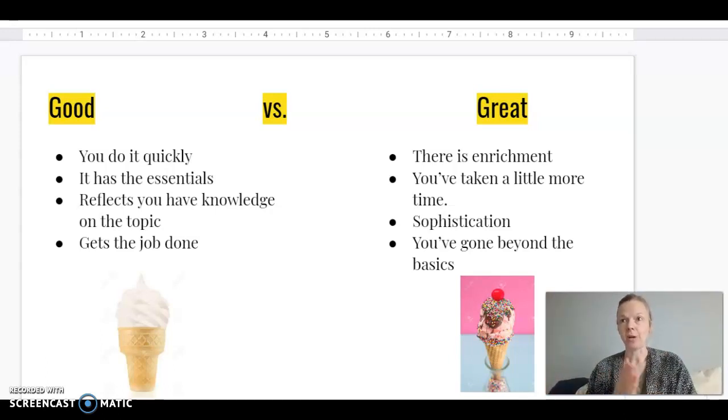So if you're a Bachelor fan, the great intro is the one that gets that first rose, like the first impression rose.